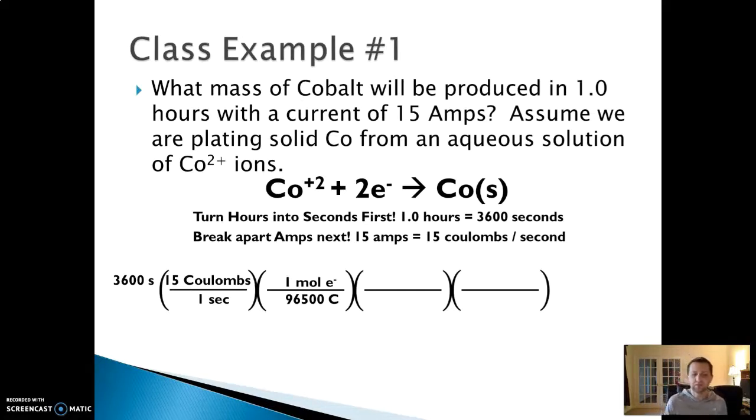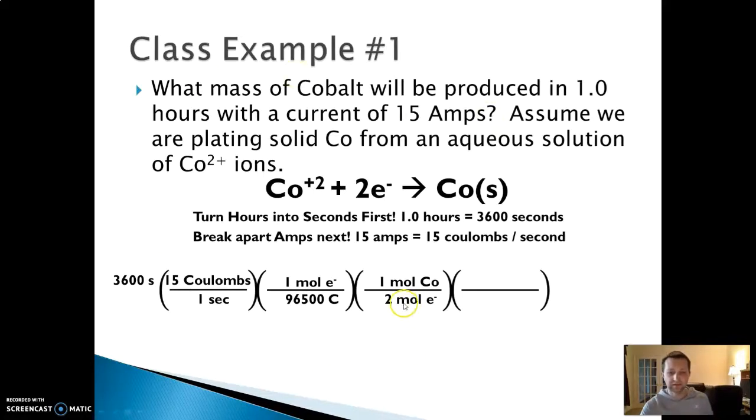And that is 1 mole of electrons on top, 96,500 coulombs on the bottom. So now you can see coulombs canceling out. Next thing you need to do is go from moles of electrons into moles of actual cobalt. So that's an easy step after we wrote out our redox equation. So cancel out moles of electrons and go to moles of cobalt.